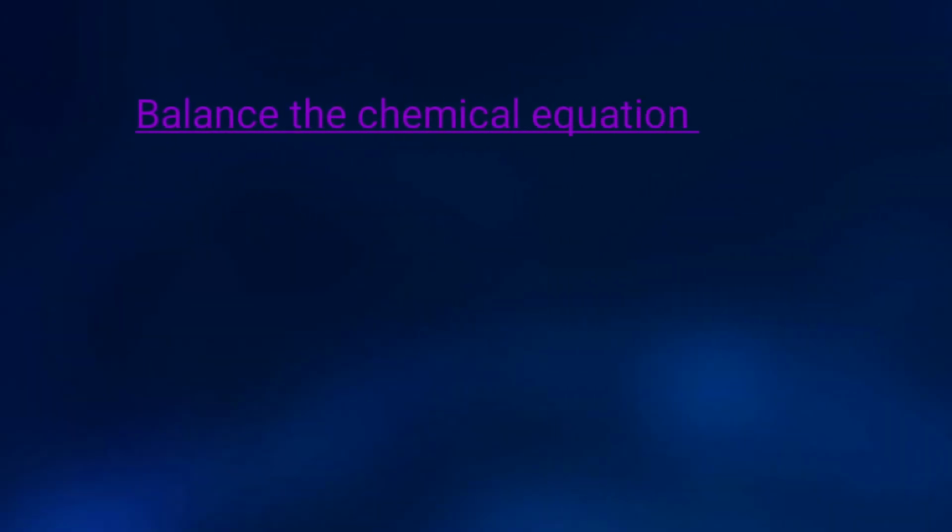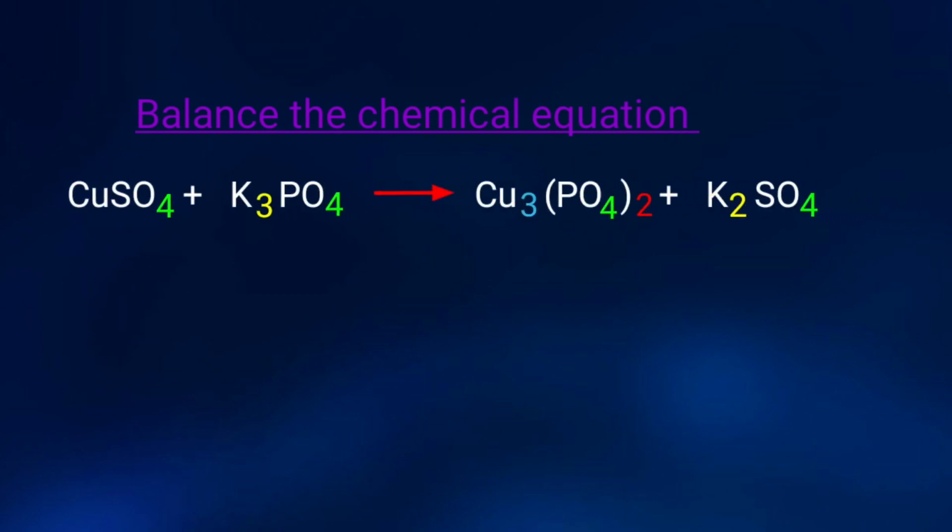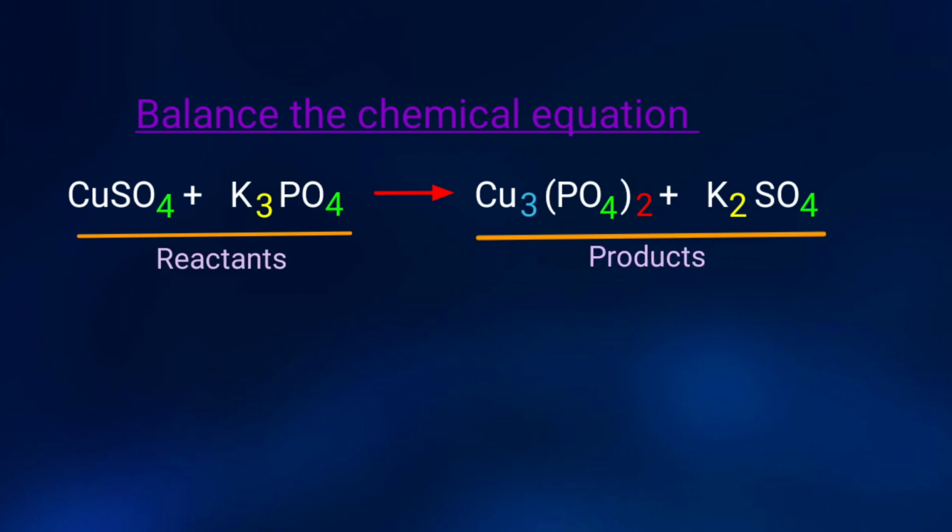Balance the chemical equation. Copper sulfate plus potassium phosphate gives us copper 2 phosphate plus potassium sulfate. In this equation, the reactants are copper sulfate and potassium phosphate, and the products are copper 2 phosphate and potassium sulfate.